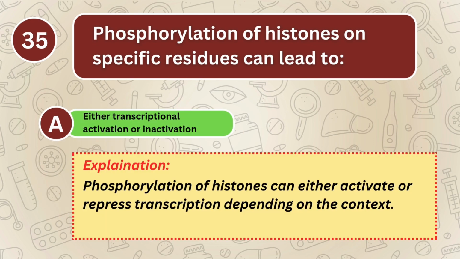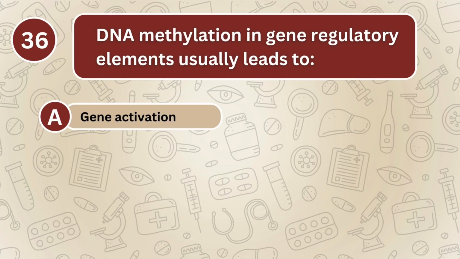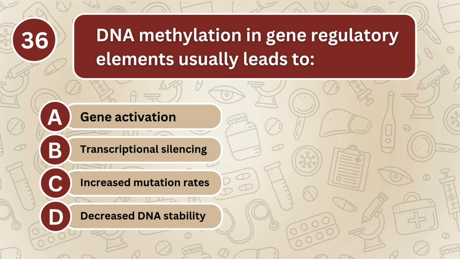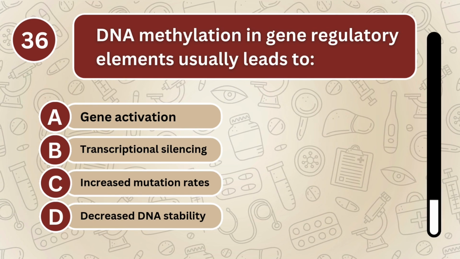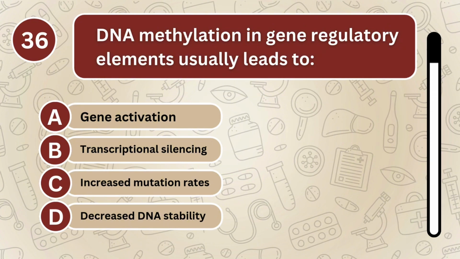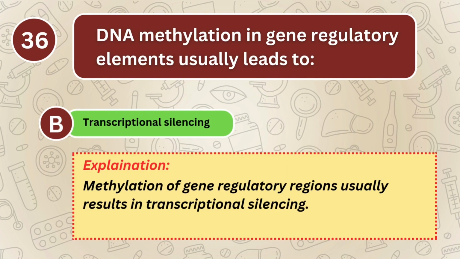A. Either transcriptional activation or inactivation. DNA methylation in gene regulatory elements usually leads to gene activation, transcriptional silencing, increased mutation rates, or decreased DNA stability. Correct answer is B. Transcriptional silencing.